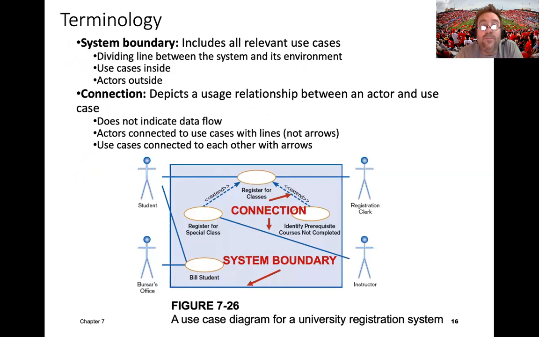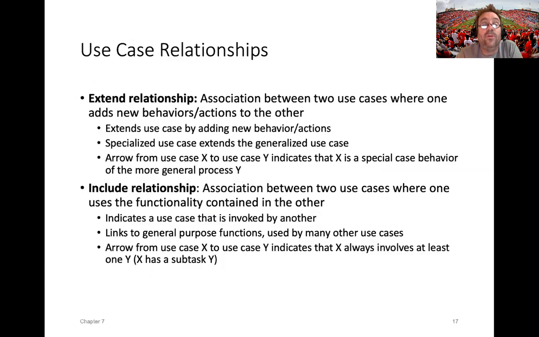And then a connection is just a relationship between an actor and a use case. It does not indicate data flow. You won't see any arrows, okay? You only see arrows with use cases connected with another use case, okay? So I don't think there's anything too scary with all of that.